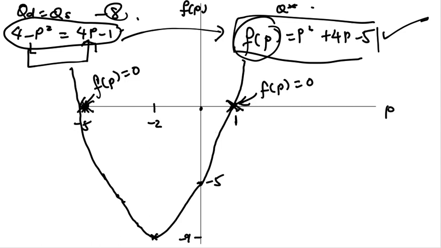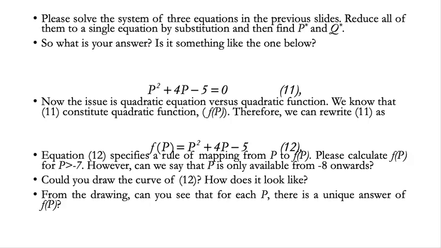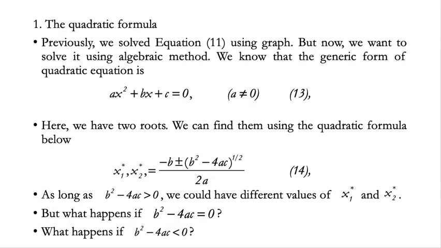But there is, like I said just now, another way to solve it, that is using the algebraic method. I'm sure you have seen this formula, the quadratic formula. Look at expression 13 here: a x squared plus bx plus c equals 0, such that a is not equal to 0. If a equals 0, then it won't be called a quadratic equation, because the whole term here will be equal to 0, and it becomes a linear expression.